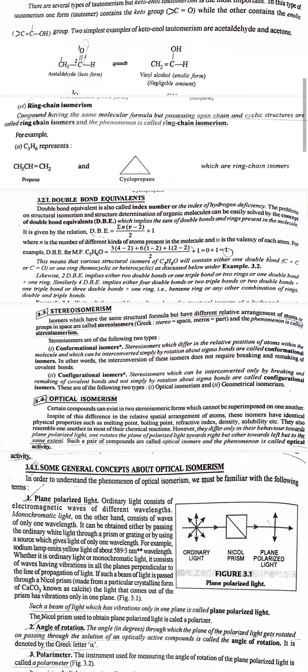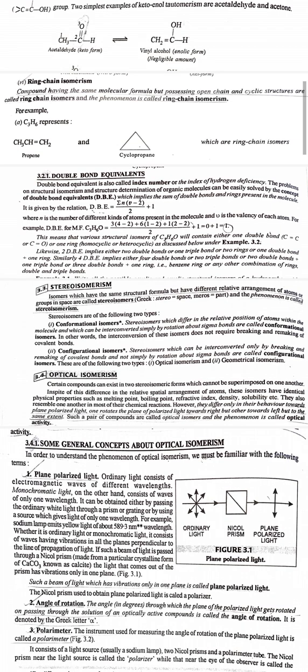Double bond equivalents. Double bond equivalent is also called the index of hydrogen deficiency. The problems of structural isomers and structure determination of organic molecules can be easily solved by the concept of double bond equivalent, which implies the sum of double bonds and rings present in the molecule. It is given by the relation: double bond equivalent is equal to sigma n into (V minus 2) upon 2, plus 1, where n is the number of different kinds of atoms present in the molecule and V is the valency of each atom.